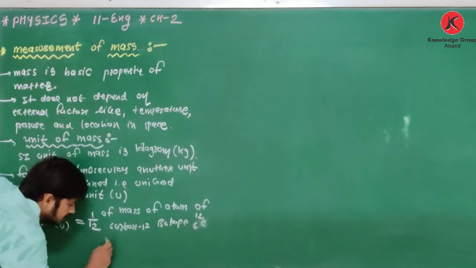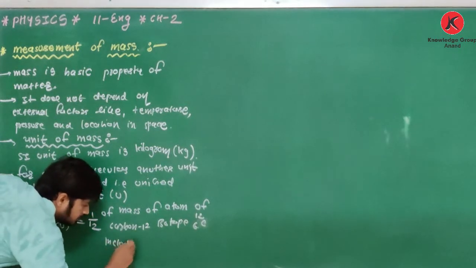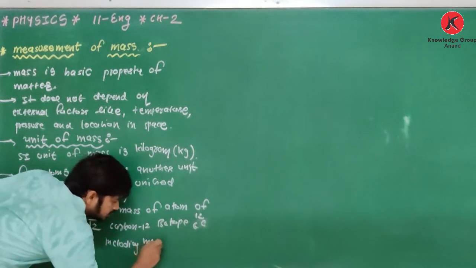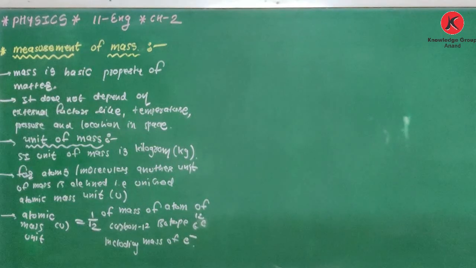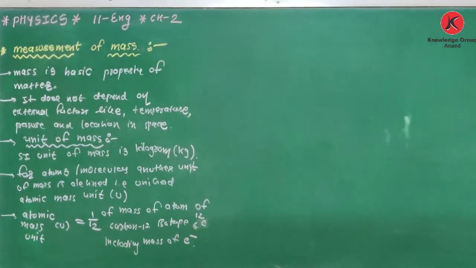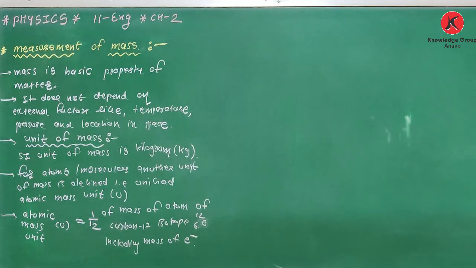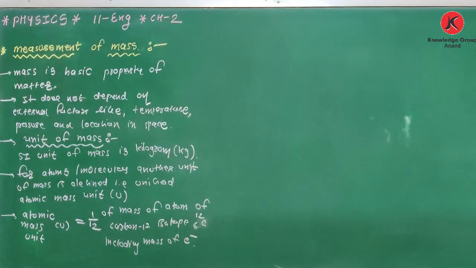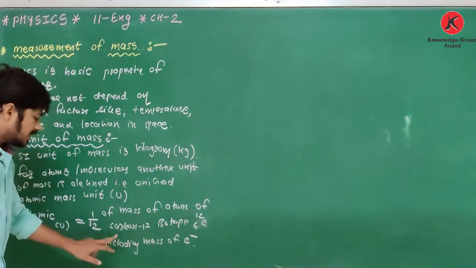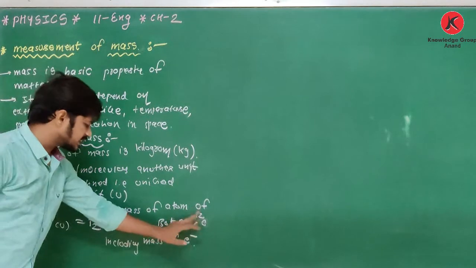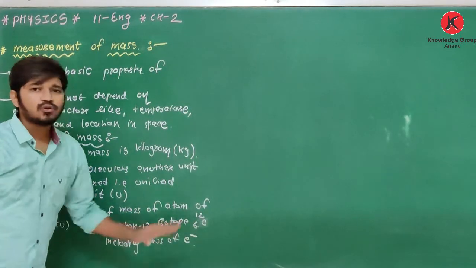C612, including mass of electrons. So yes, it is the definition of atomic mass unit. Okay, what is atomic mass unit? Atomic mass unit is 1 upon 12 of the mass of an atom of carbon 12 isotope C612 including mass of electron.